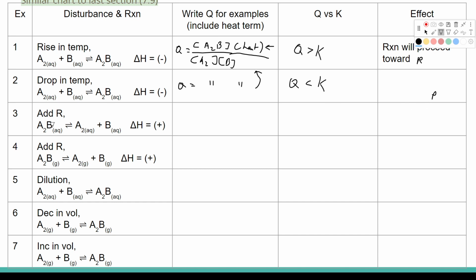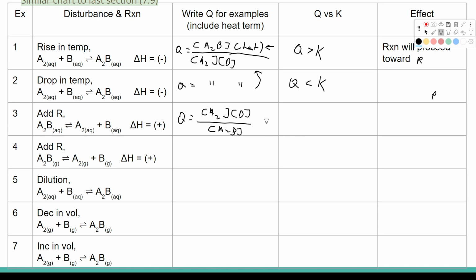Alrighty. So Q equals [B] over [A], and then [B] over [A]. Cool. And so this one doesn't have heat involved. It just says add R. Oh, this both says add R. Did I mean to do that? Let me think. Okay, I'll go back to this.